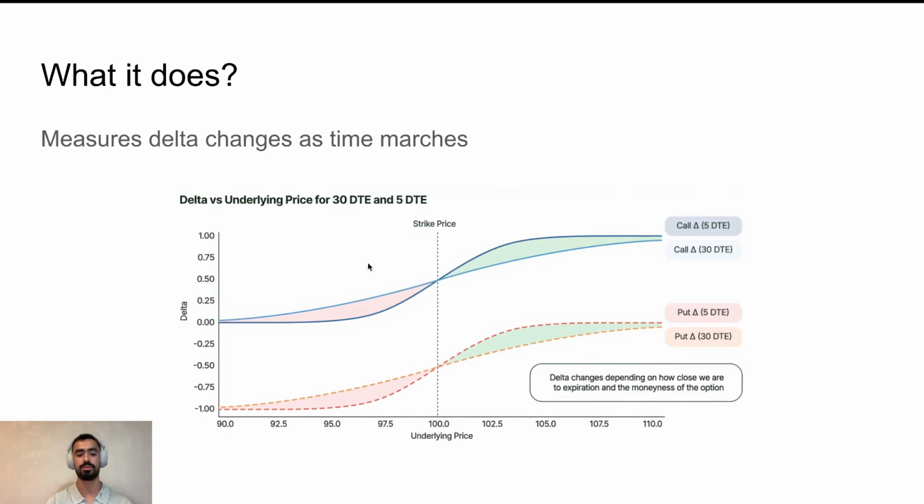So for a call option, above the strike price, it increased from, let's say, above 50 towards 1. And below the strike price, it decreased from below 50 towards 0. And for the put option, similarly, you're going to notice above the strike price, it increased from above negative 50 towards 0. It's still an increase, even though the values are negative. It is still an increase. And similarly, below the strike price, the delta decreased from, let's say, below negative 0.5 towards negative 1.